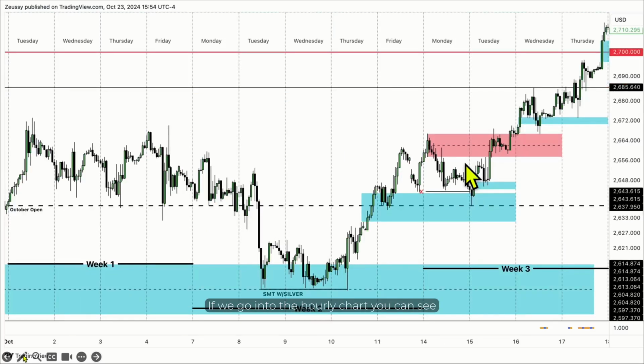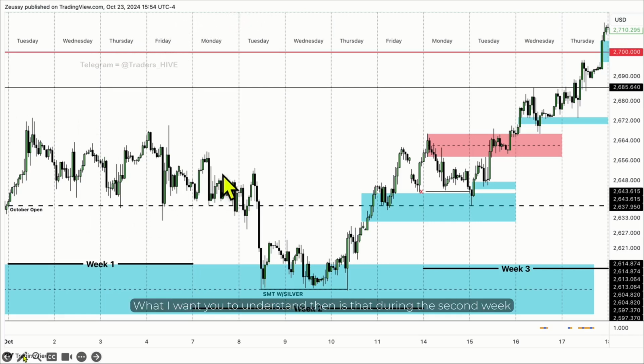Now, if we go into the hourly chart, you can see that I've done a lot of annotations on this delivery, but I'm going to walk you through it. What I want you to see is that during the first week of this month, gold was just consolidating. You can see that it was going back and forth, just engineering liquidity on both the buy side liquidity right here above these highs, as well as below the lows, the sell side liquidity.